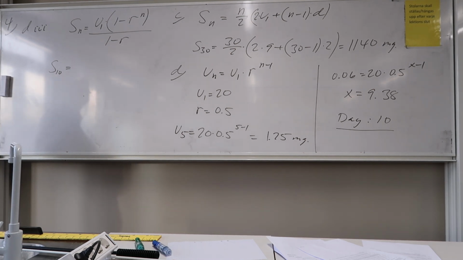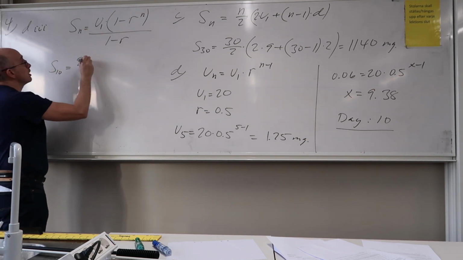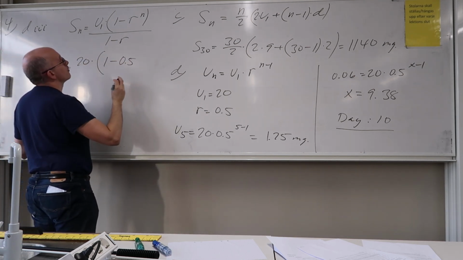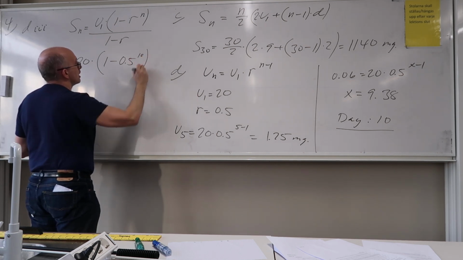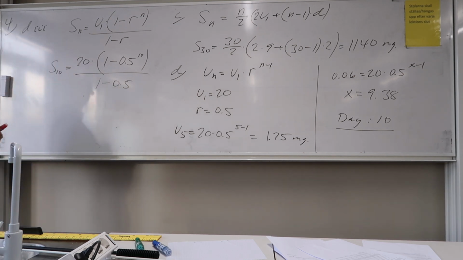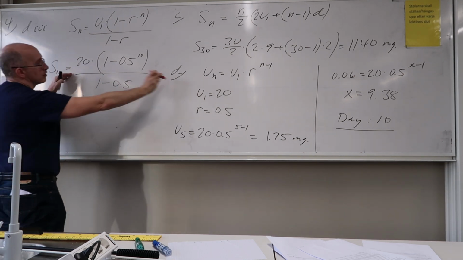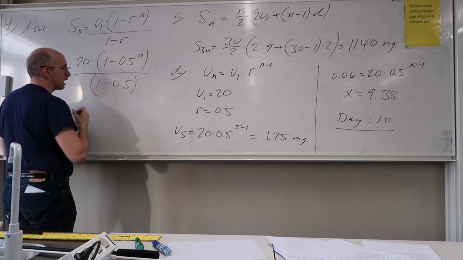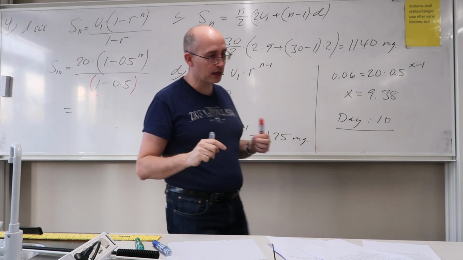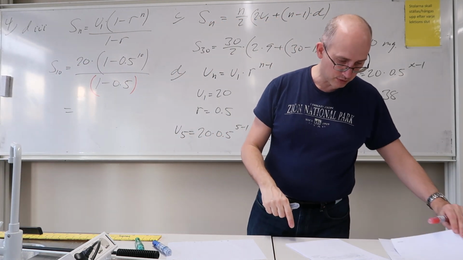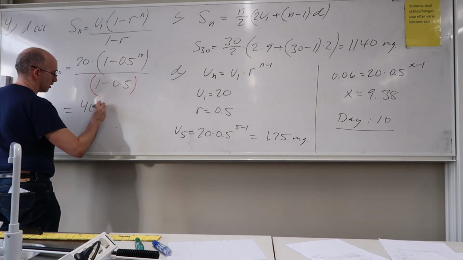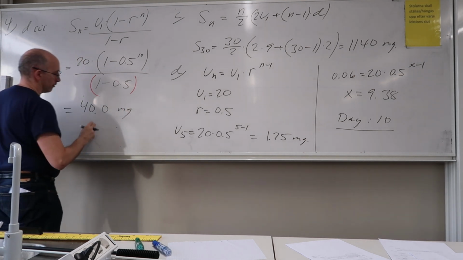Okay, so the first 10 days, u1 was 20, 1 minus the ratio, 50%, to the power of 10 days, divided by 1 minus 0.5. Punch that, punch it correctly, as usual. Long division line means don't forget the bracket. And if we do this correctly, we get something that rounds to 40.0. Okay.